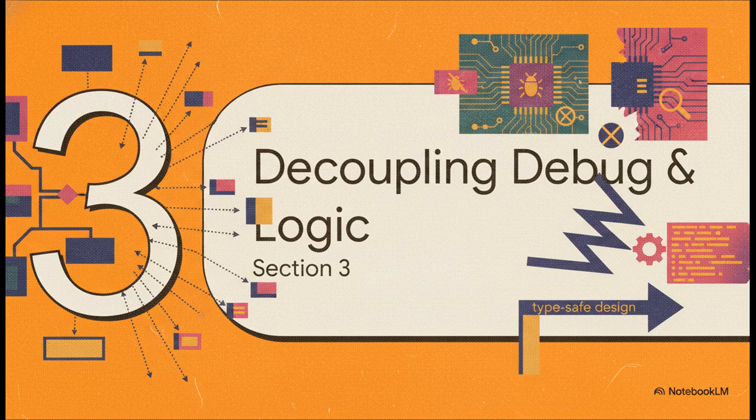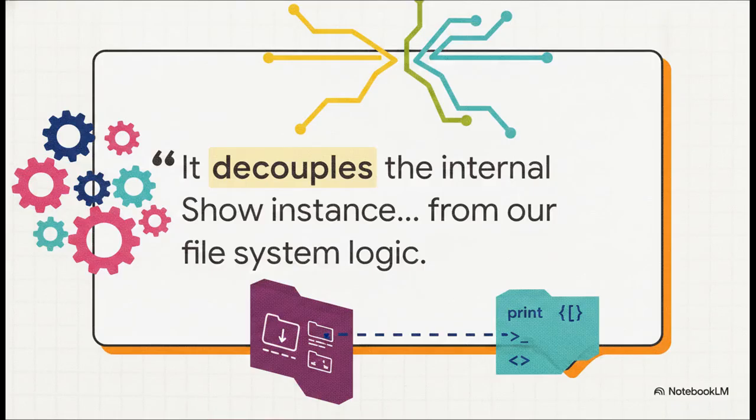Moving on to Section 3, decoupling debugging from logic. Now, if we zoom out to the broader software engineering principle at play here, this quote from Ang's diary absolutely nails the aha moment. They write, "It decouples the internal show instance from our file system logic." And that's exactly it. By separating your debugging features from your critical business logic, you are literally protecting the structural integrity of your software. You should never, ever have your core file operations piggybacking off functions that only exist to print nice messages to the terminal. It's just asking for trouble.